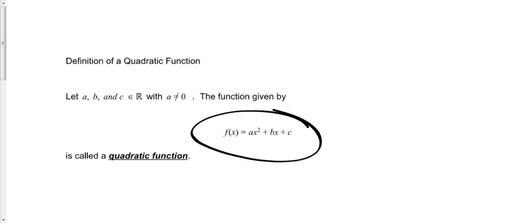Now, let me ask you this. Is that a quadratic function? Jeff says yes. Anybody else agree with him? Anybody disagree with him? I don't see a bx. I don't see a c. What's up, Morgan?